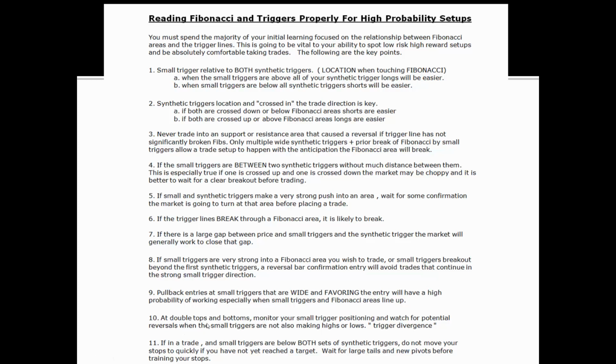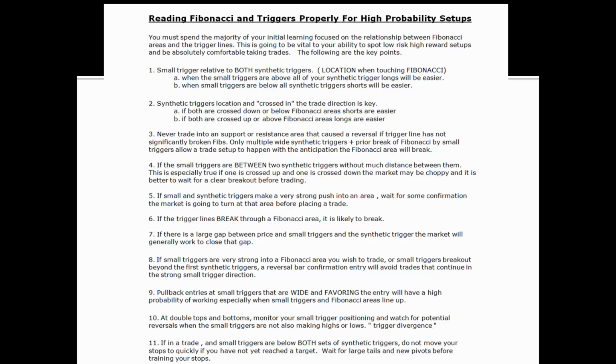And remember this one, we've seen enough examples in number 10. At double tops or double bottoms, monitor your small trigger positioning and watch for potential reversals, right, when your triggers aren't making the same highs or lows. We call it trigger line divergence. Usually this happens at the same time you get divergence on your fib to fib oscillator.